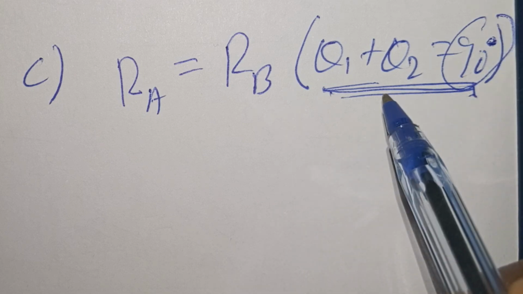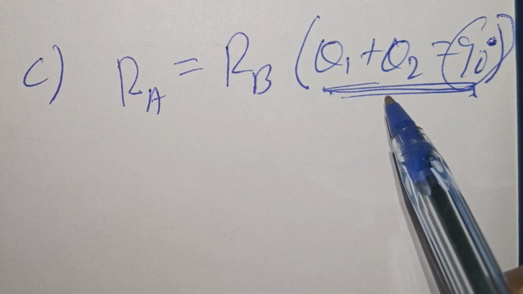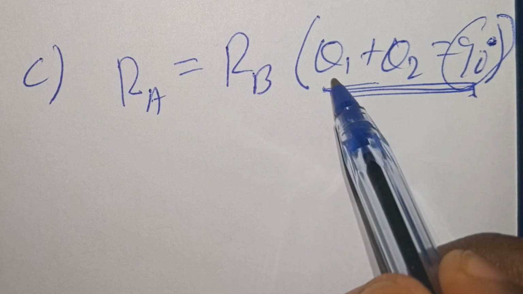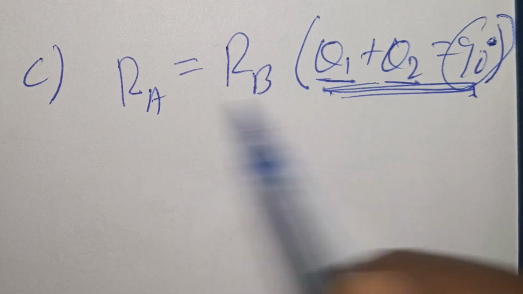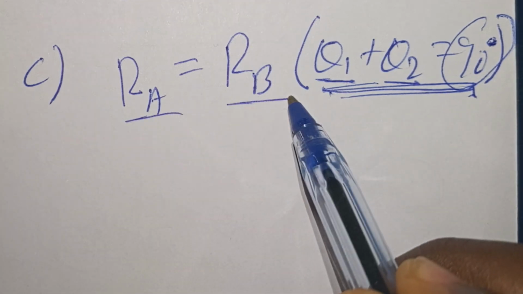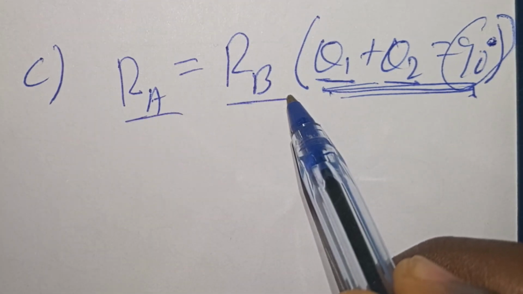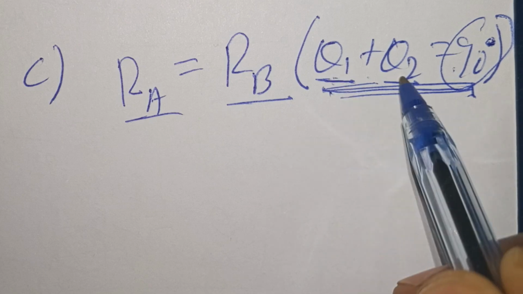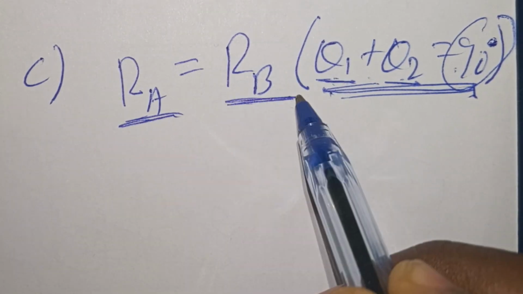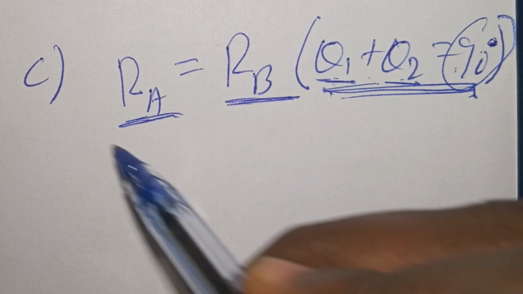So for any two projectiles launched with different angles, but those angles are complementary with each other, the ranges of those projectiles are always the same or equal. So since theta 1 plus theta 2 is 90 degrees, theta 1 and theta 2 are complementary with each other. So the ranges of these two projectiles are the same. So this is always true.